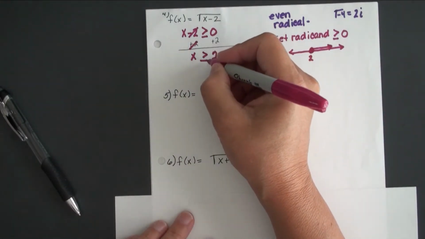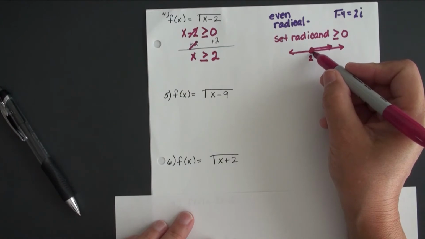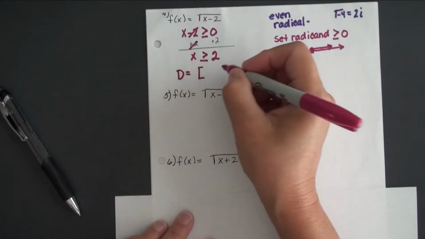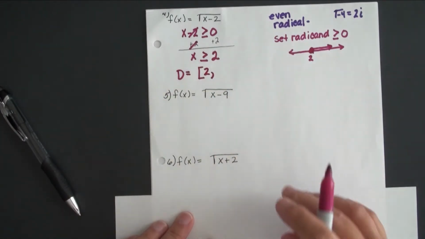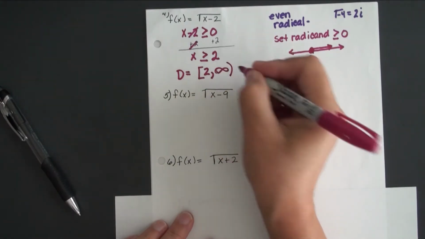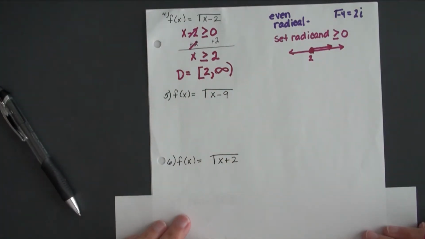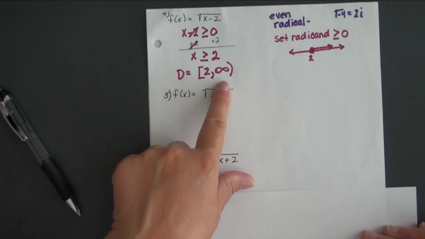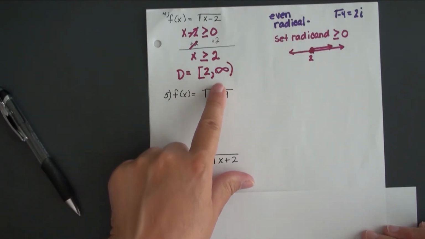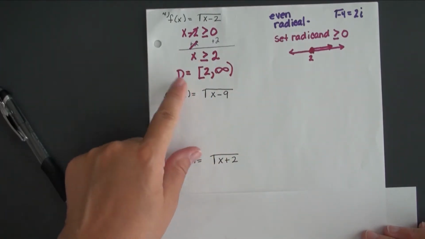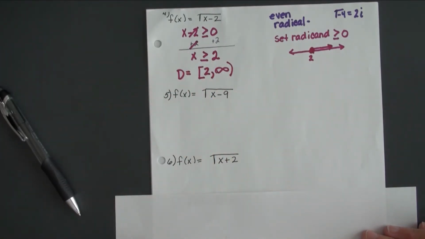And when we have a greater than or equal to, that means the point is included. So our domain is from 2 with a bracket to infinity. So x is greater than or equal to a number means that we are going from that number on to infinity. Now notice I only have one portion to my domain as opposed to the 2 portions I had with the fractions.